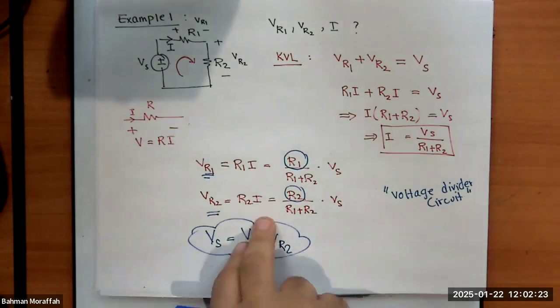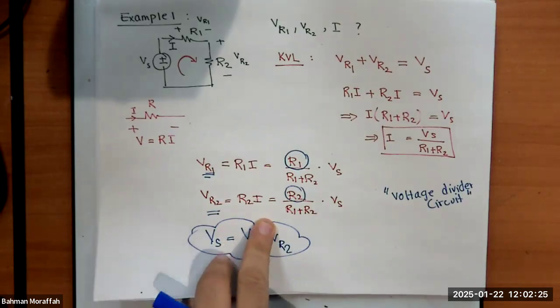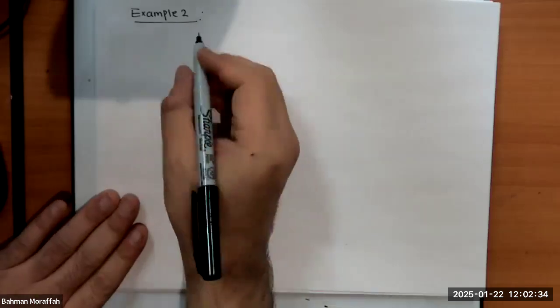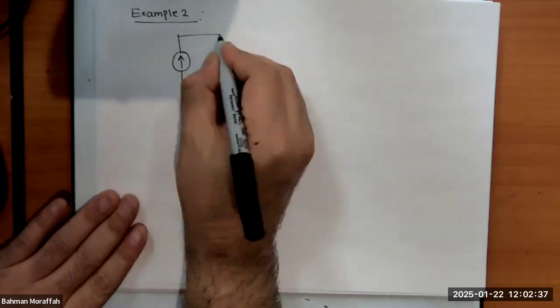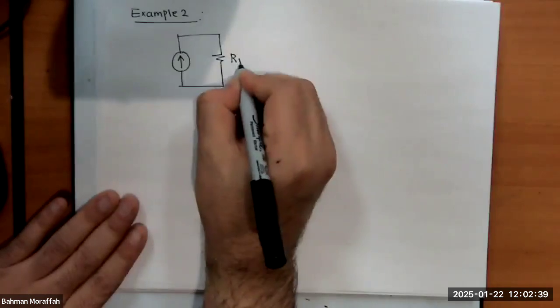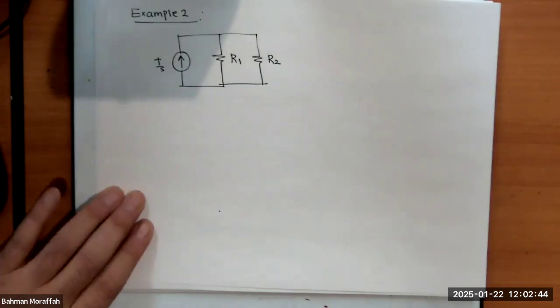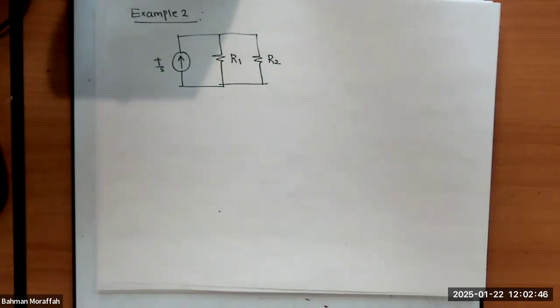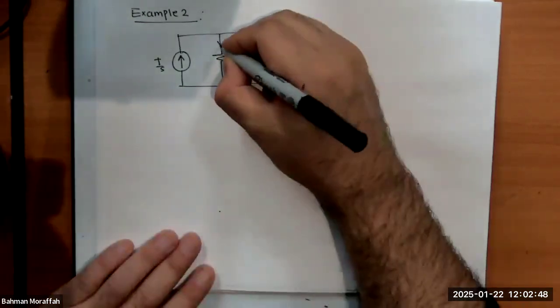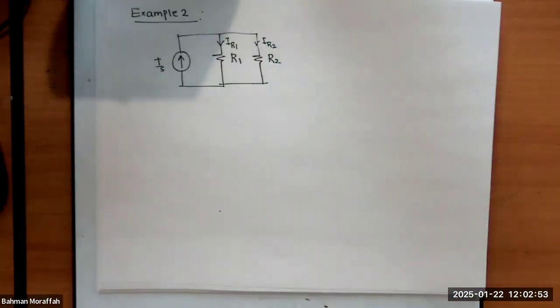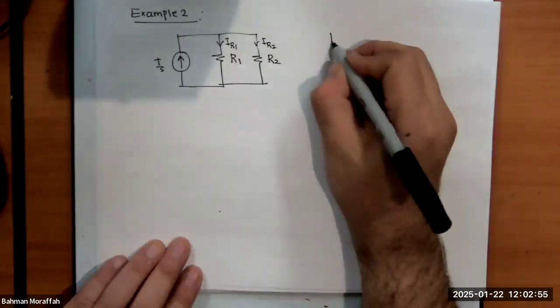All right, let's do another very important circuit. Let's just say I have a circuit that looks like this. Now let's just say I know R1, R2, and I of S. And the question is, what is I through R1 and I through R2? Right? I need to find those.